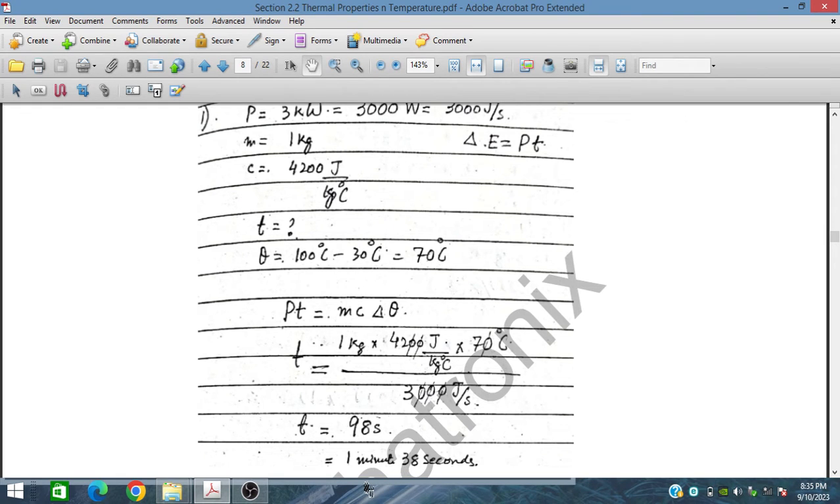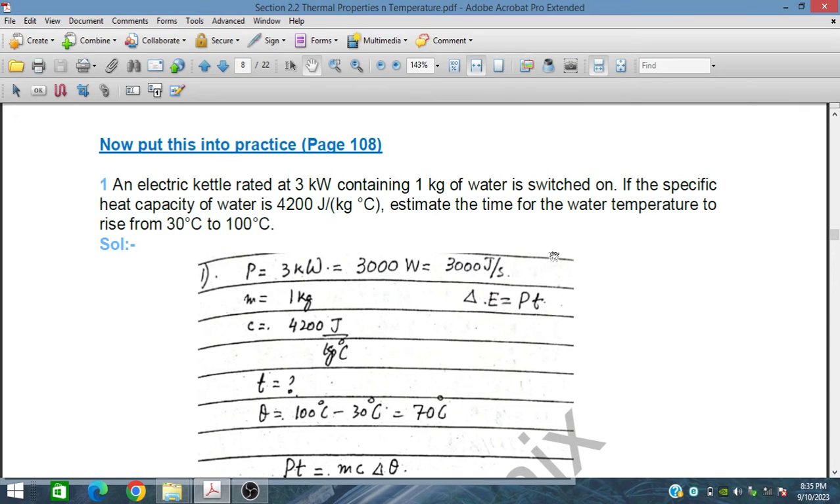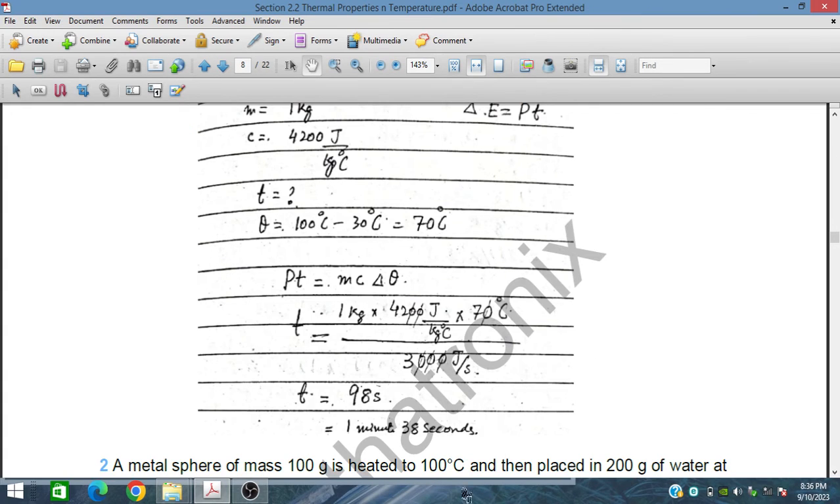So this 98 seconds is basically 1 minute and 38 seconds. Some of the heat will be lost in the electric kettle and radiated outside, so we assume that no heat is rejected. In this problem, all heat supplied to the electric kettle is transformed into raising the temperature of the water. With this assumption we have this answer, 1 minute and 38 seconds.